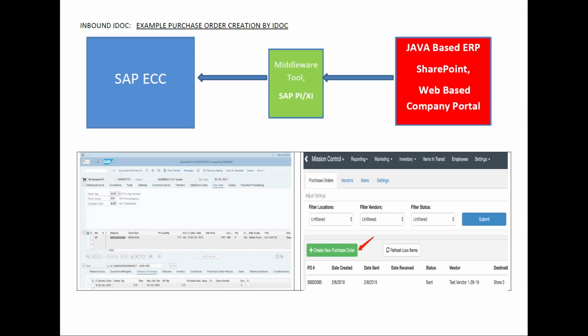But before going to SAP, let me tell you one more thing. If you see on the right side, this red highlighted thing, in my case I'm saying this is the company portal. It is any Java-based portal where we can fill in the purchase order. So this company portal needs to be created as a partner in SAP. How it is created, I'll show you first.